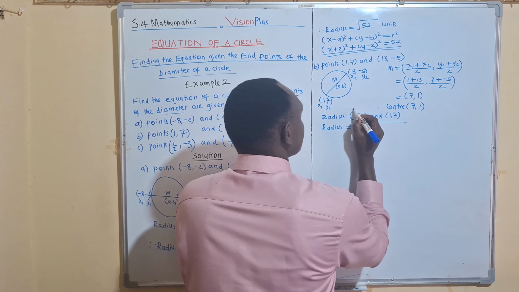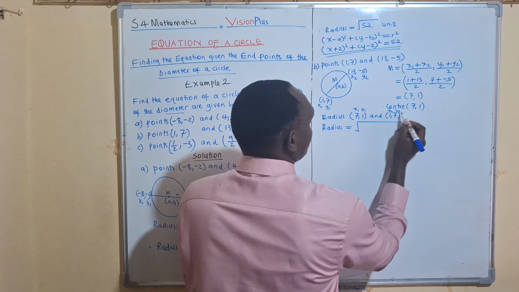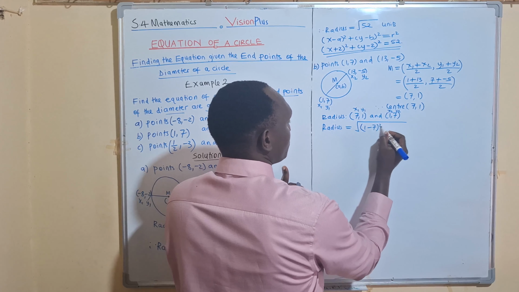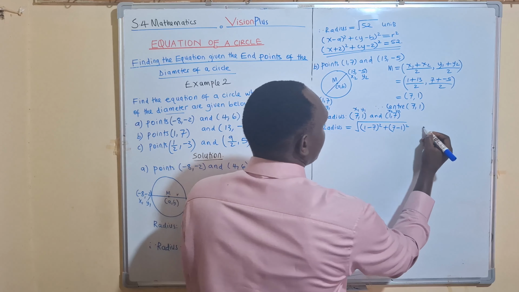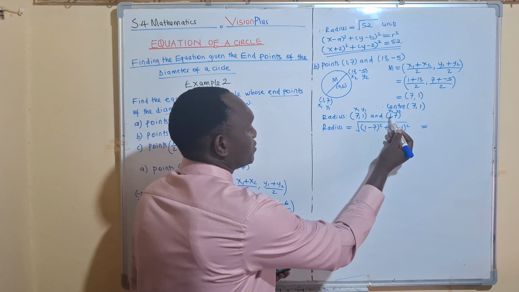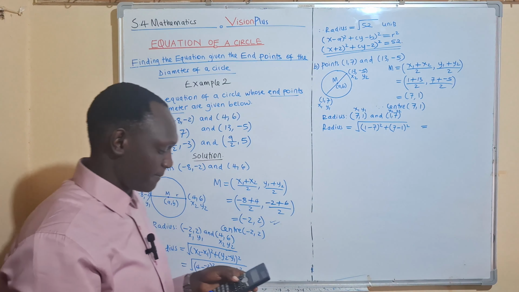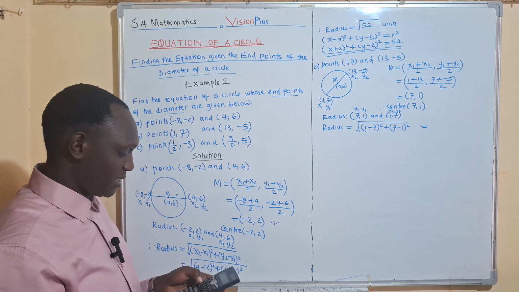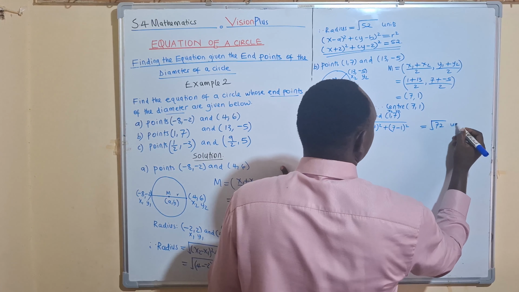So you come and name them. So this is my x1, y1, x2, and then 7 is y2. So we'll open the bracket. x2 is 1 minus x1 is 7, squared, plus y2 is 7 minus y1 is 1, squared. Then you use the calculator. 1 minus 7 squared plus 7 minus 1 squared. I'm getting root of 72. Root of 72 units as the radius.